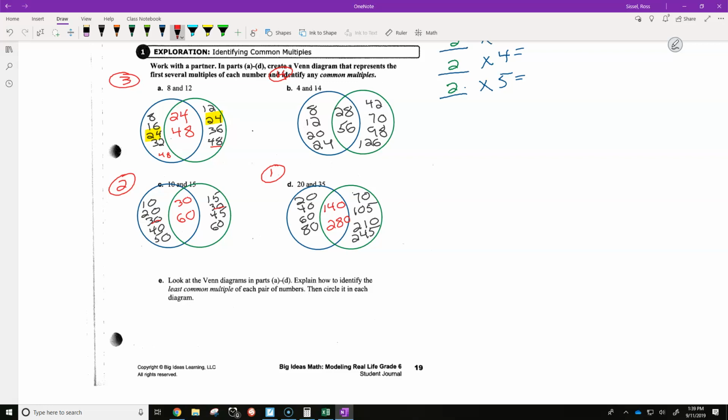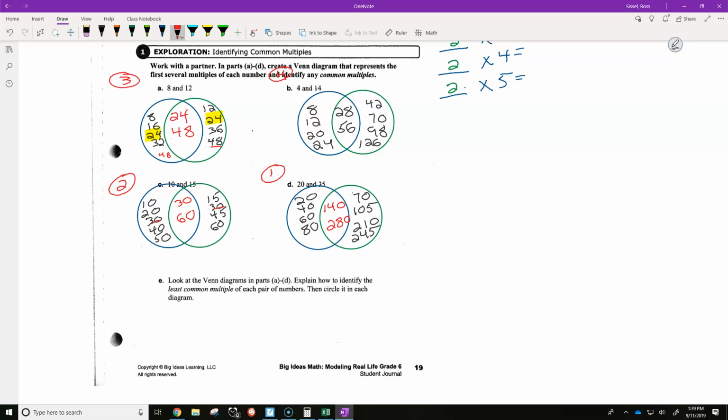Times 2. Explain that a little bit more. Alright, so 24 times 2 is 48. 30 times 2 is 60. So you have one multiple, you times it by 2 and it will be a multiple again.